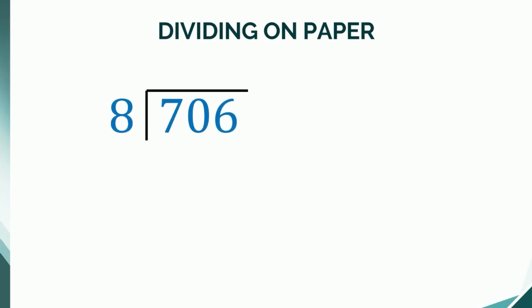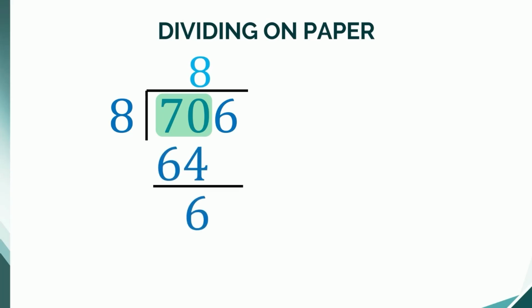Again, feel free to pause the video if you want to give this a shot by yourself. The first thing we want to do is say, can 8 go into 7 cleanly even one time? No, it can't. So we have to look at 70. How many times does 8 go in cleanly? It goes in 8 times because 8 times 8 is 64. We then subtract 70 minus 64 to get 6.